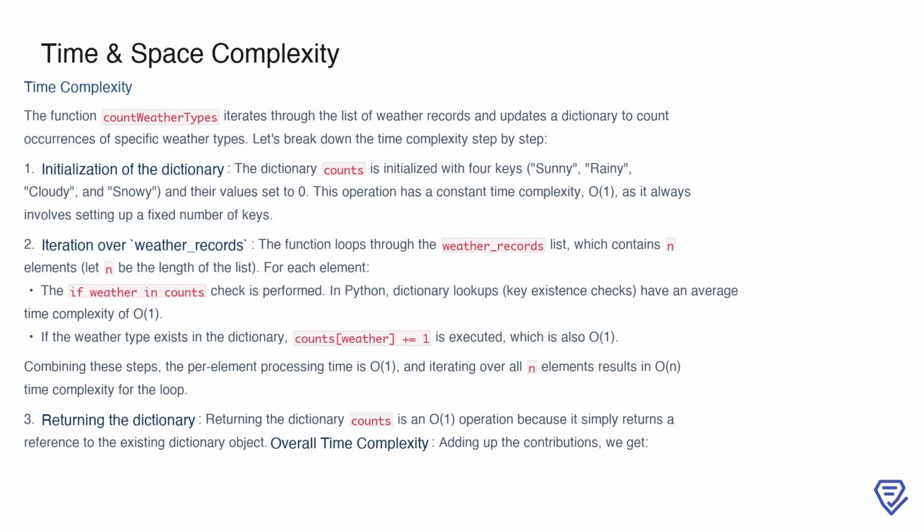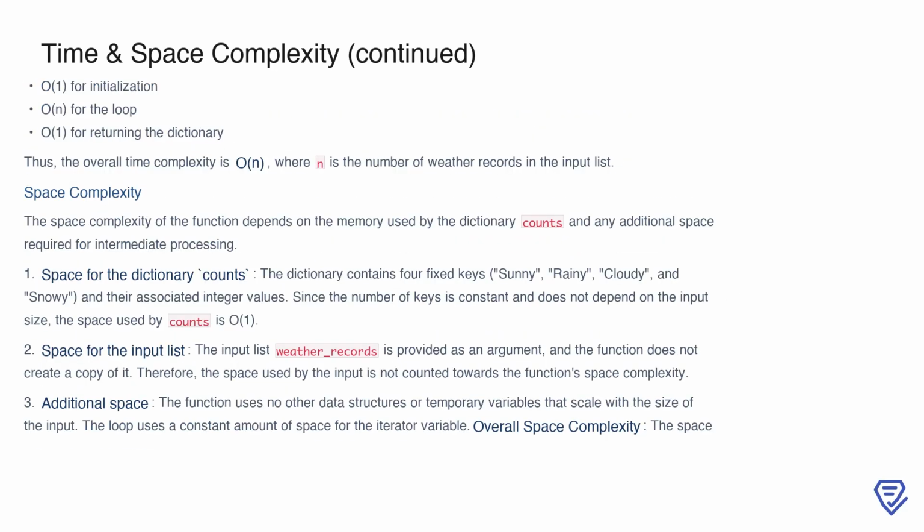When you multiply this by the total number of records, the loop has a time complexity of O(n). Finally, at the end of the function, returning the dictionary is another O(1) operation since it doesn't involve any additional processing. When we sum up all these components, the overall time complexity of the function is O(n). To summarize, the time complexity consists of 3 main parts: O(1) for initializing the dictionary, O(n) for iterating through the list, and O(1) for returning the dictionary. Adding these together gives an overall time complexity of O(n), where n is the length of the input list.